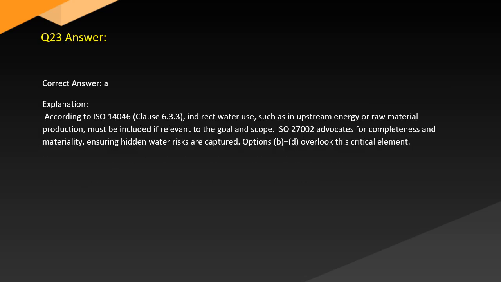Answer. Correct answer: A. Explanation. According to ISO 14046, Clause 6.3.3, indirect water use, such as in upstream energy or raw material production, must be included if relevant to the goal and scope. ISO 27002 advocates for completeness and materiality, ensuring hidden water risks are captured. Options B and D overlook this critical element.